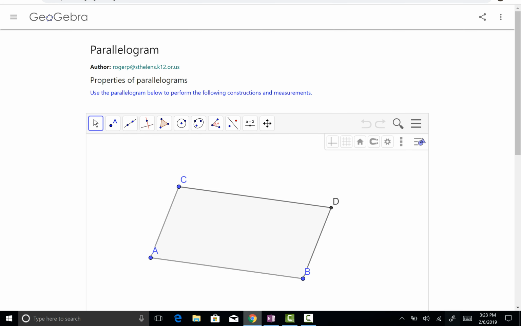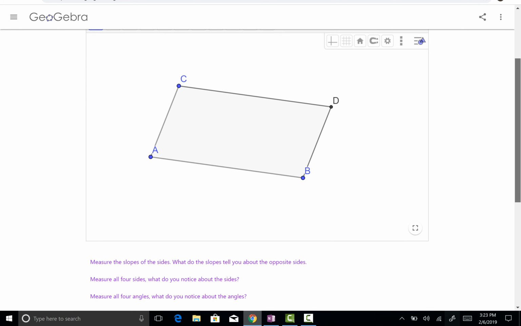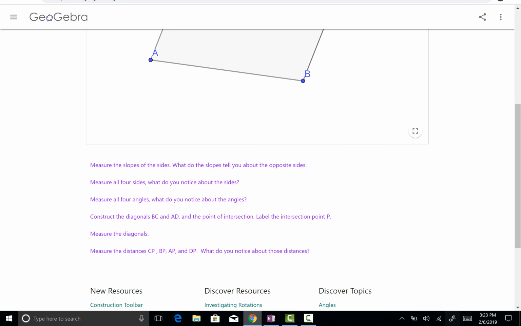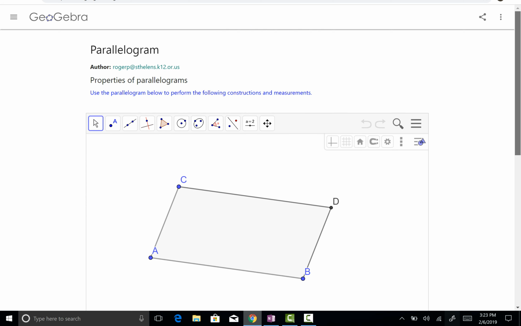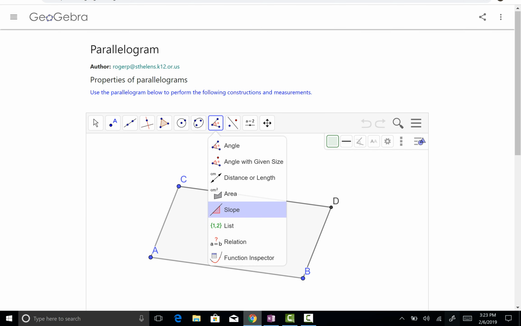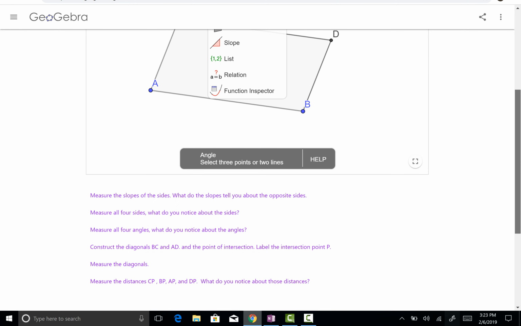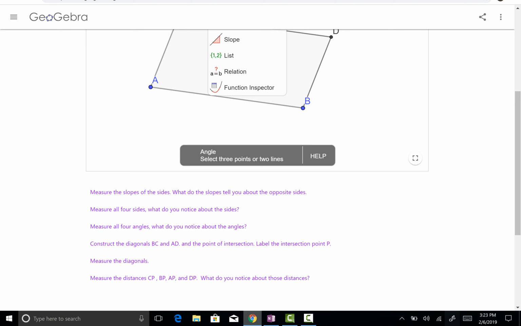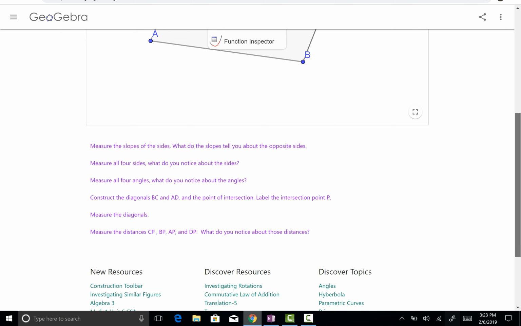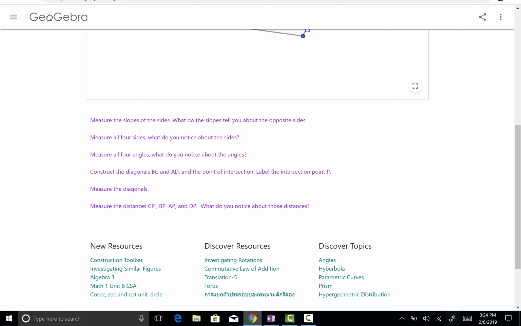So this says, use the parallelogram below to perform the following constructions and measurements. There's a lot of things here. Number one, measure the slope of the sides. What do the slopes tell you about the opposite sides? So you should measure the slopes of the sides. Remember, you can accomplish that if you go to the angle tool, right down here, slope. Point to the middle of the side, you'll get it. Measure all four sides. What do you notice about the sides? Measure all four angles. What do you notice about the angles?